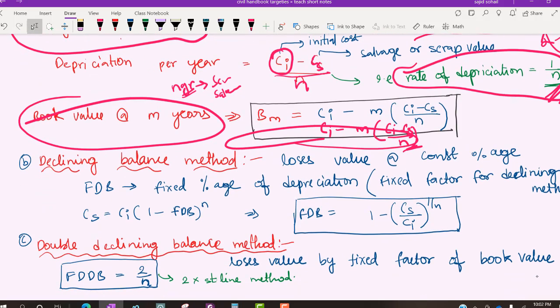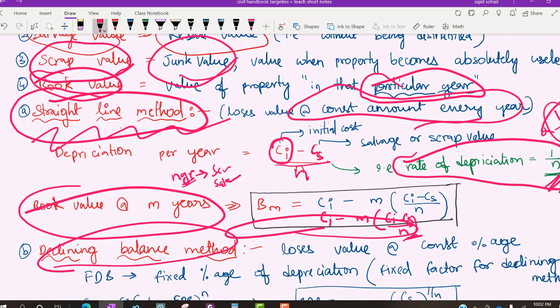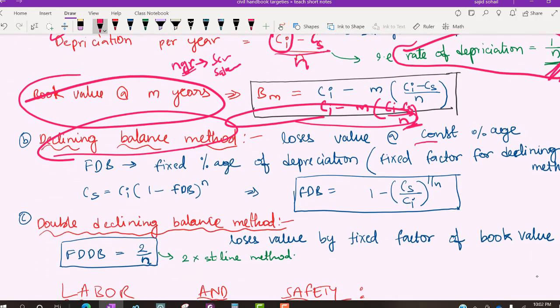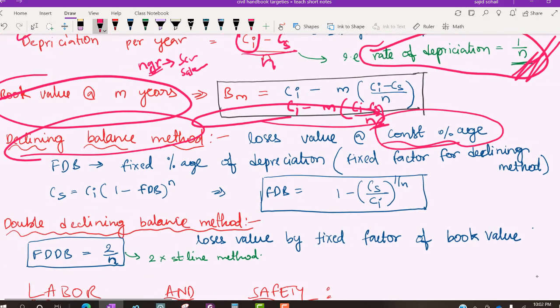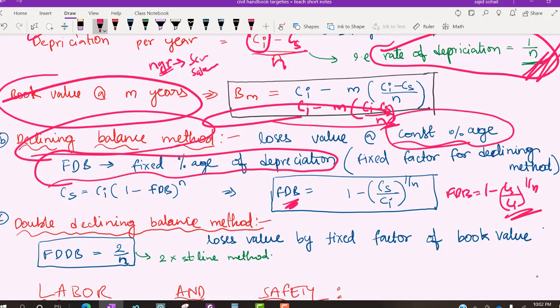Next is declining balance method. See, in the previous method I said the value is decreasing at a constant amount. Here in the declining balance method, it is decreasing at a constant percentage. Okay, ये जो percentage है उसको हम क्या कहते हैं? Fixed percentage of depreciation, FDB. Question आ सकता है, what is the value of FDB? He will be giving you your initial cost, salvage cost, and he will be asking you what is your FDB. Okay, so very simple. Your FDB is equal to 1 minus (CS by CI) whole to the power of 1 by n. ये फॉर्मूला आपको याद रखना पड़ेगा. That will be your fixed percentage of depreciation.